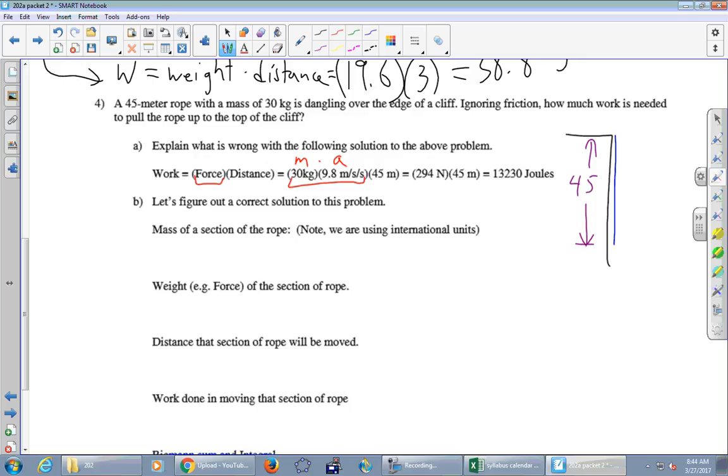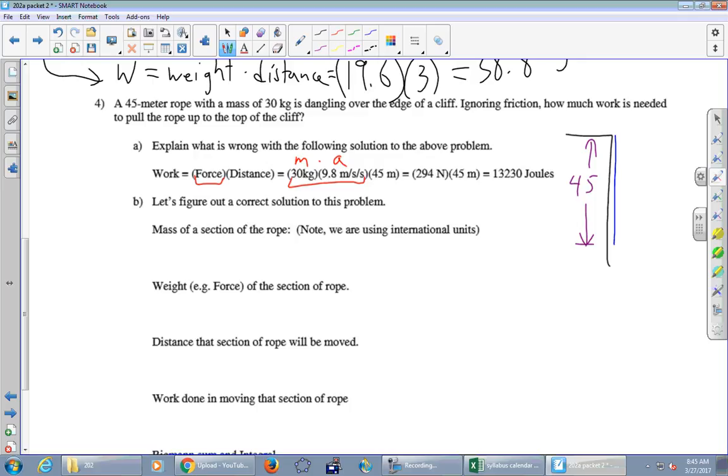Why is that not right? Yeah, the mass is changing. Every time you pull a little bit of the rope over the edge of the cliff, the weight of what's left over is less, right? So it gets easier to pull this rope up as more and more of it is pooling beside you on the ground. Yeah?